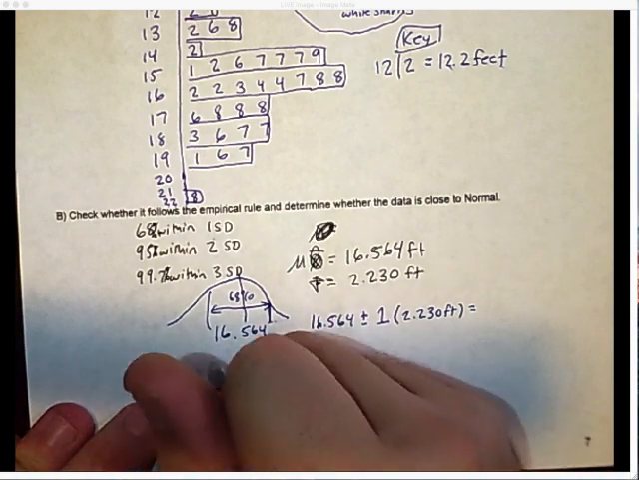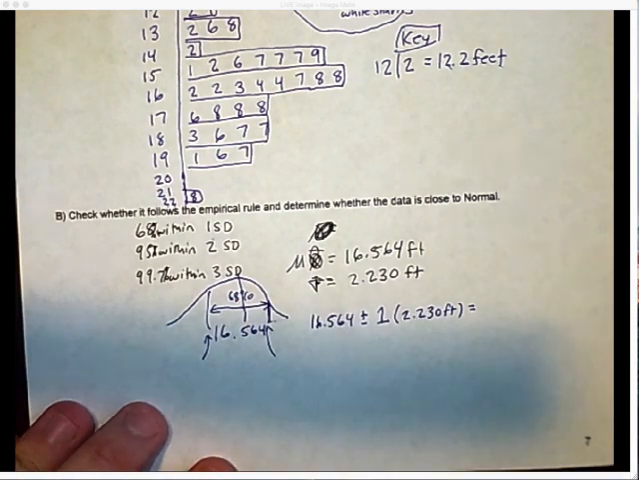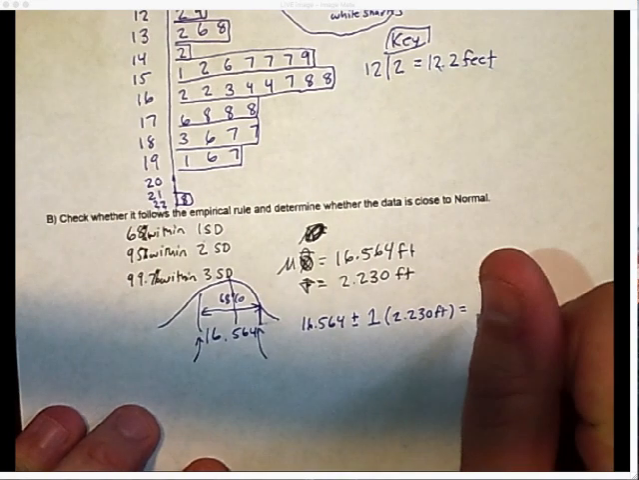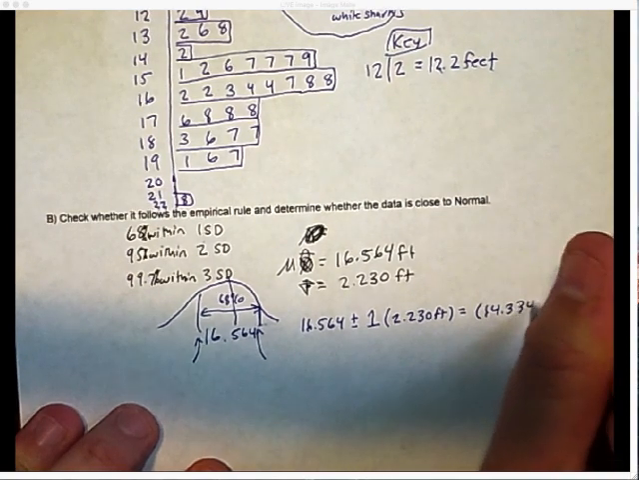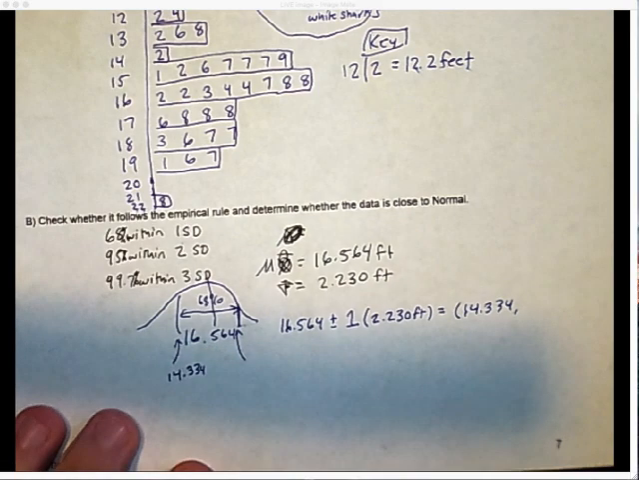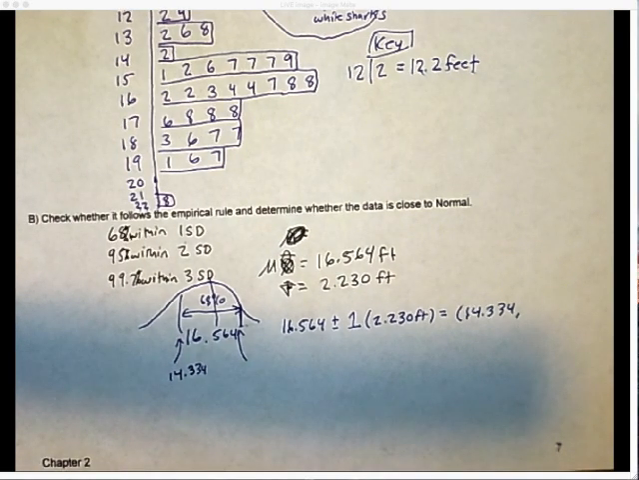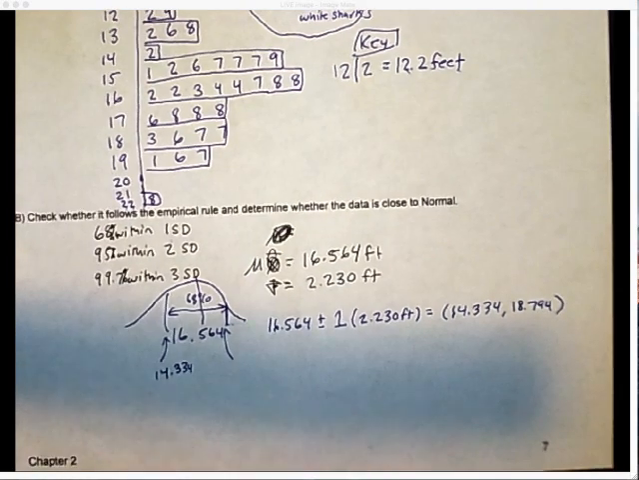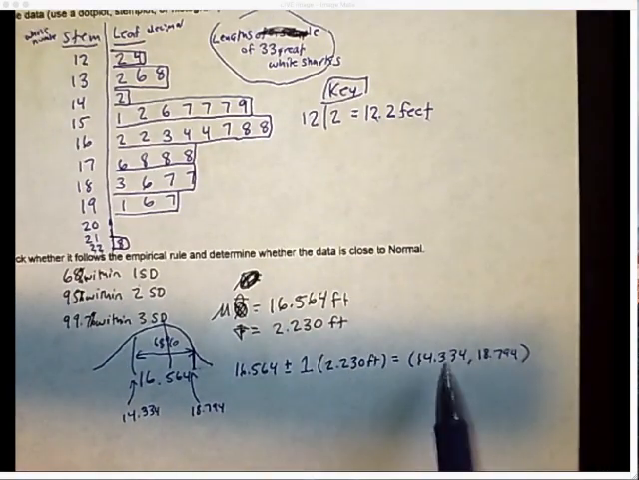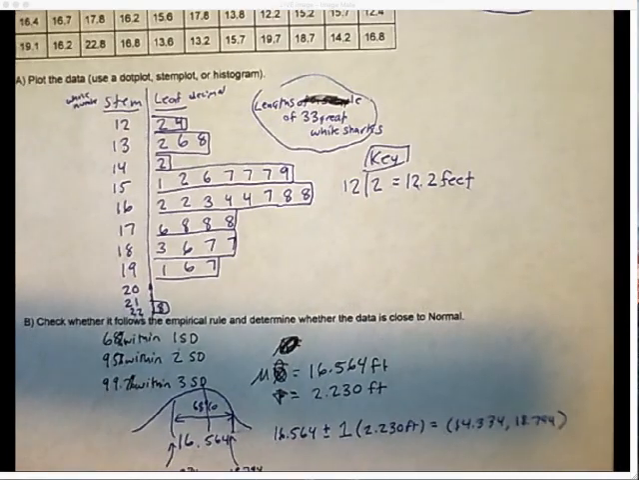So if I think about the low side and the high side, what is 16.564 minus 2.230? 14.334. So this number would be 14.334. And if I added 16.564 and 2.230, we would get 18.794. Let's look at our data and figure out how many of those sharks are between these lengths. And let's circle them when we get them.